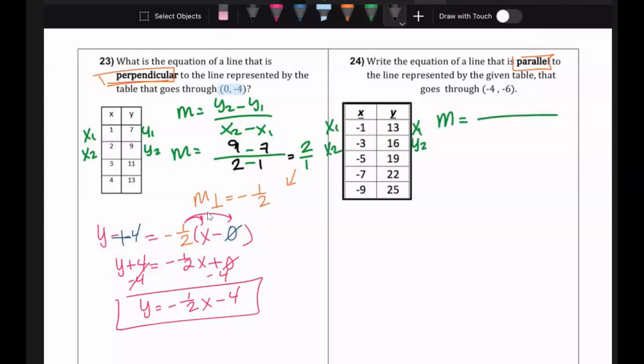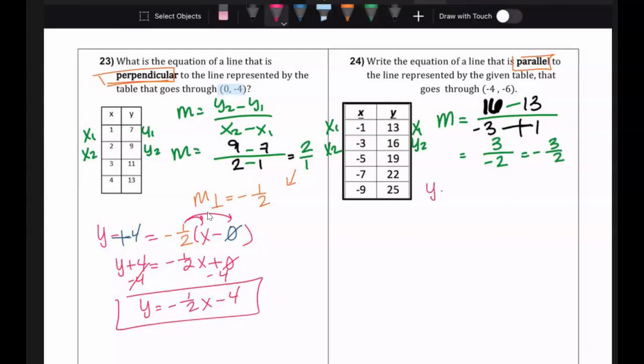So we're going to subtract my y values, 16 minus 13, and then my x2, -3, minus my -1, which will become plus. 16 minus 13 is 3. Negative 3 plus 1 is negative 2. So you get negative 3 over 2. Do not flip and switch. This one wants to be parallel.